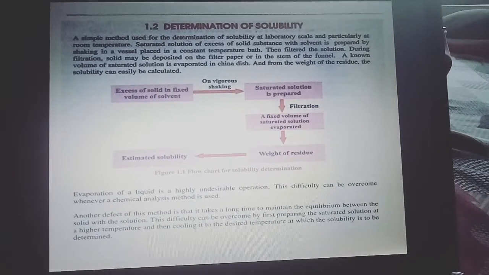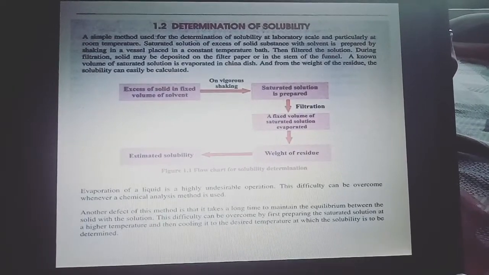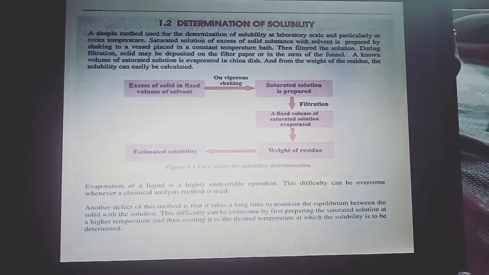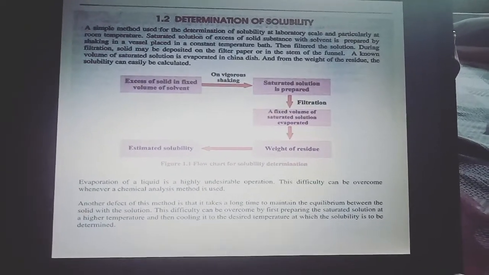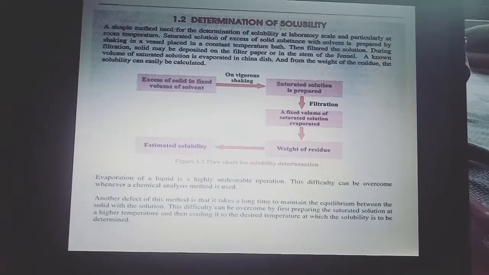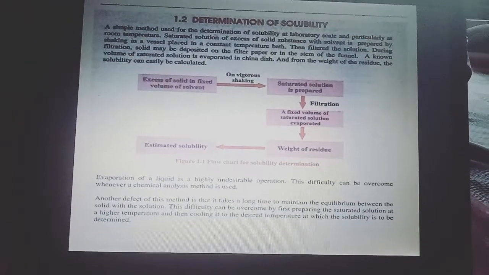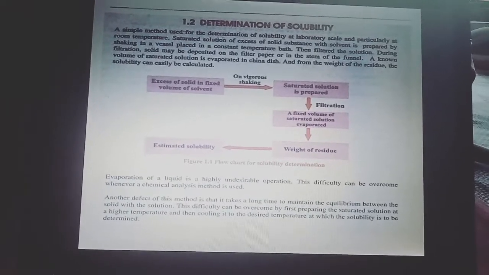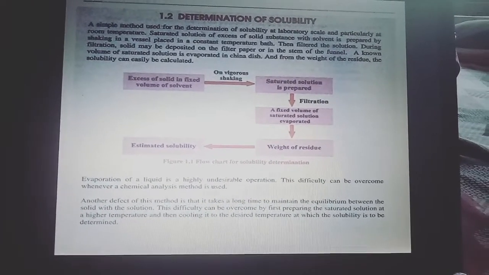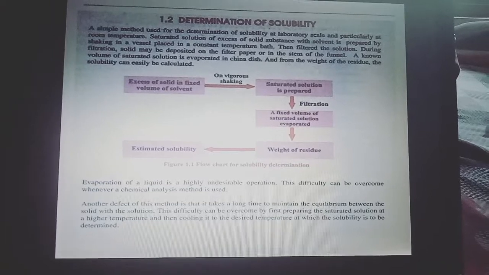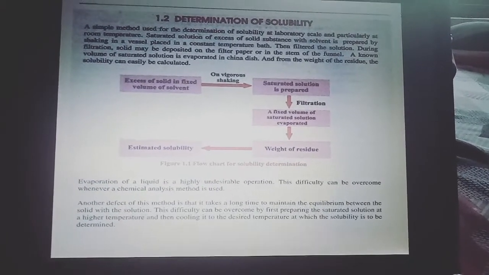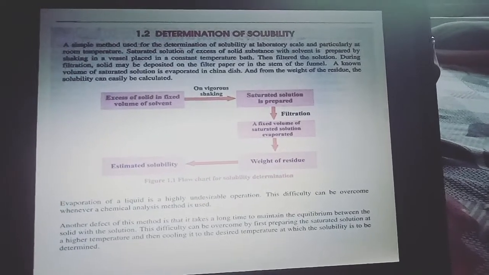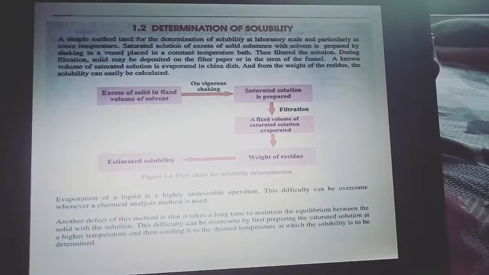Next, students, we will study the determination of solubility, that is how the solubility is determined. It's a simple method for the determination of solubility at the laboratory scale. Okay, a saturated solution of excess solid substance with solvent is prepared. We will prepare the saturated solution of solid substance with the solvent by simply shaking in a vessel which is placed in a constant temperature bath. Okay, then we will filter the solution.